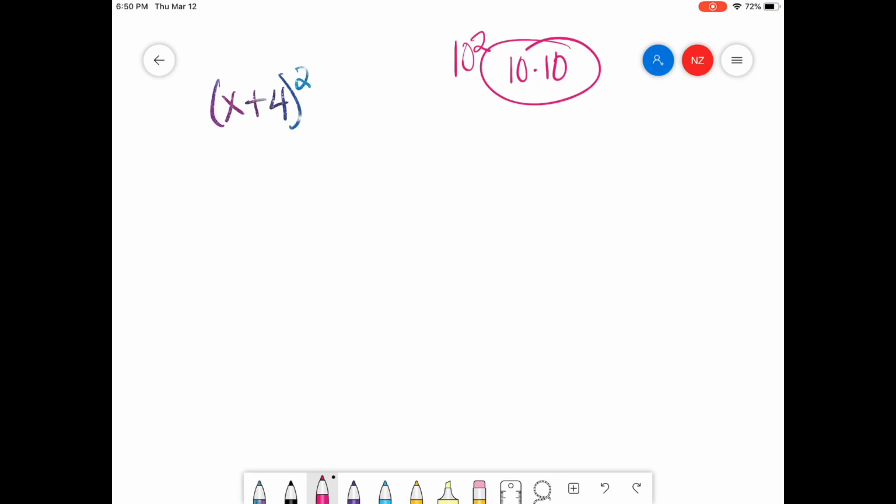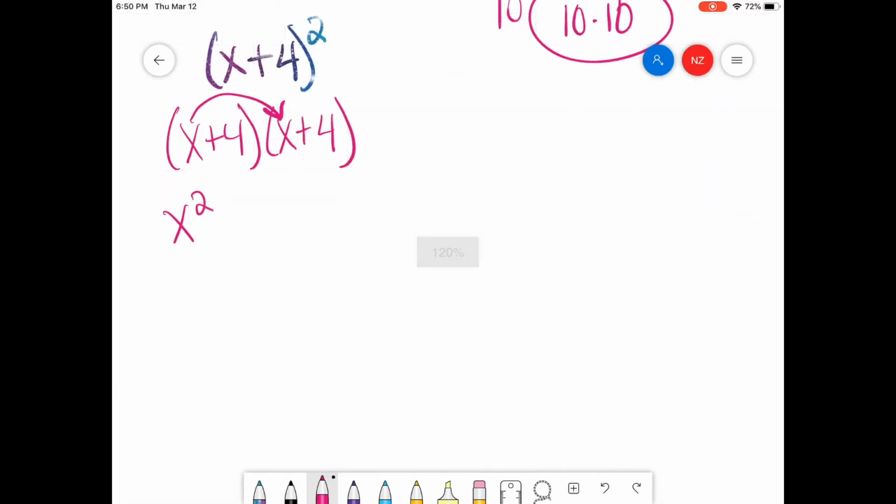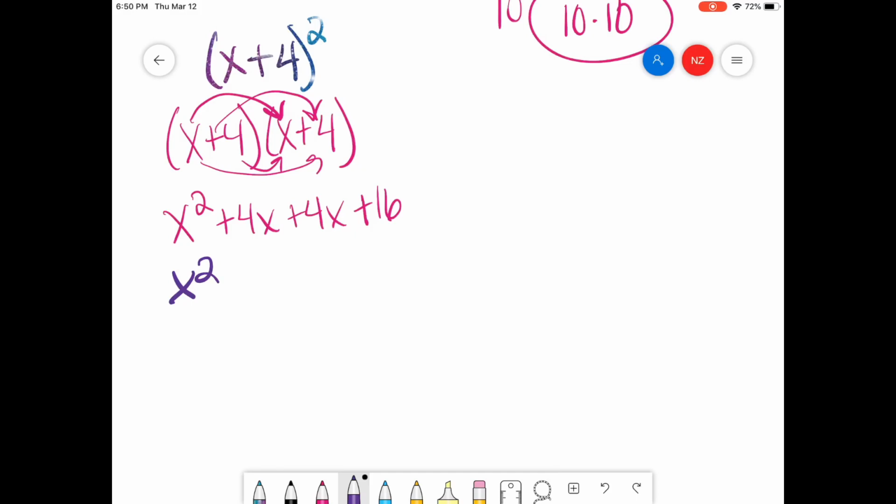So I have to use that same idea with this x plus 4. I need to write it twice so I know what I'm multiplying out. I have x plus 4, and then that's times x plus 4. When I FOIL this out or use box method, distribution, whatever you want to do, you would have something along the lines of x squared plus 4x plus 4x plus 16. Combine the two in the middle that are like terms, you would have x squared plus 8x plus 16.